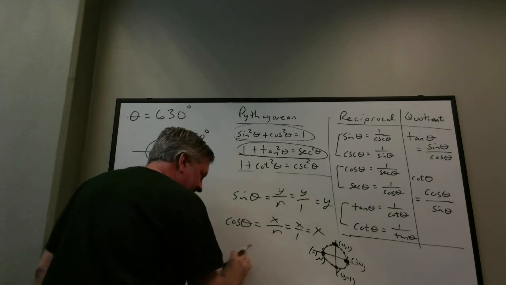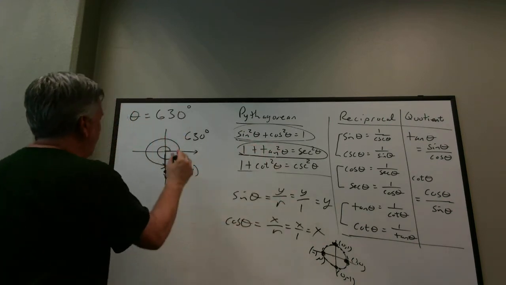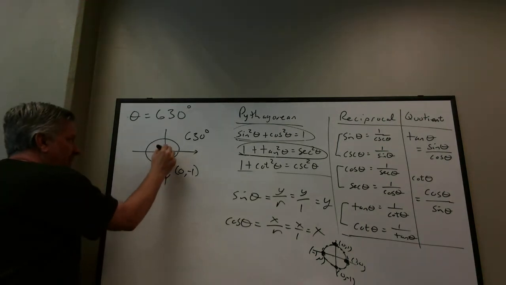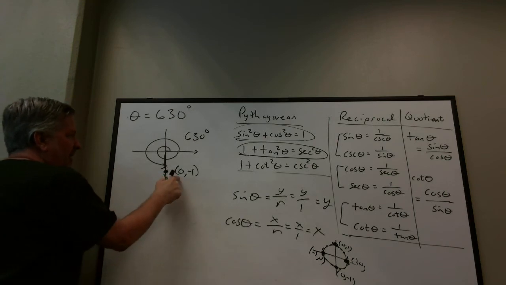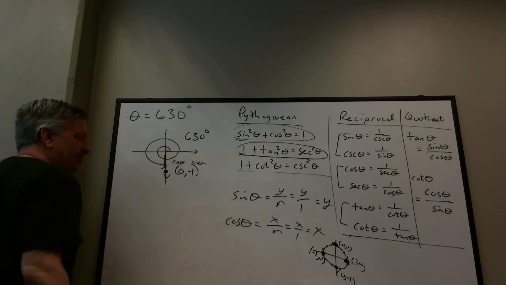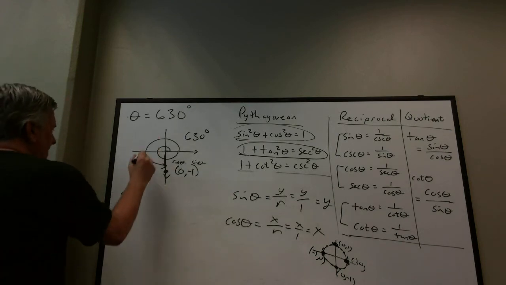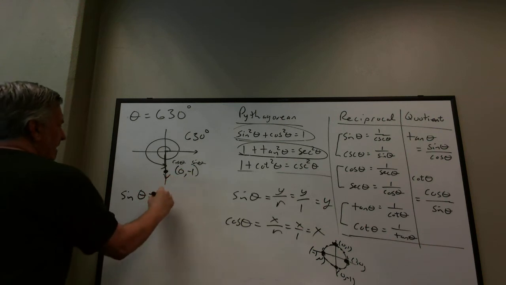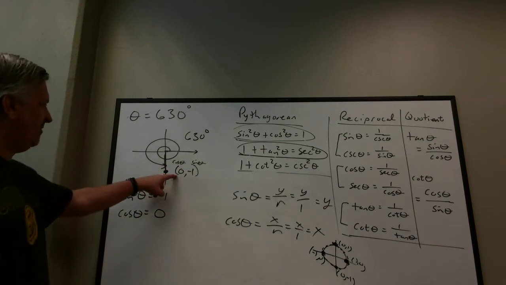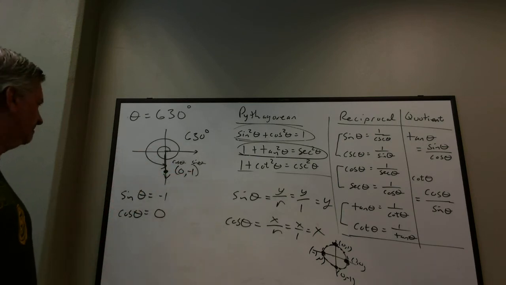So from this, I'm blowing this way up. I'm trying to explain why I'm doing what I'm doing here. If you pick a point on the terminal side of an angle, 1 unit away from the origin, the x value is the cosine, and the y value is the sine. Easy. So from here, I know that sine of 630 is negative 1. I know cosine of 630 is 0. Cosine's the x value, sine's the y value. I really don't even need the picture.